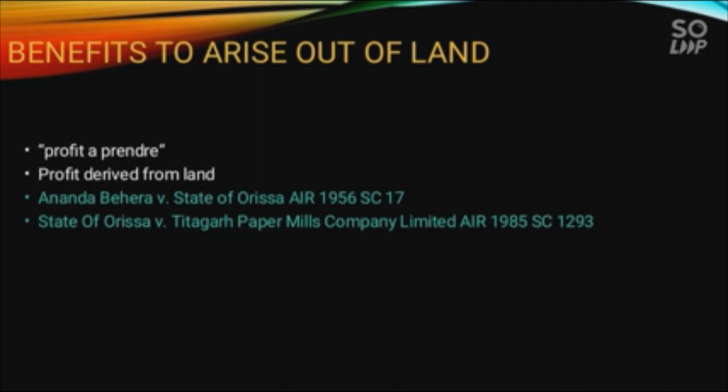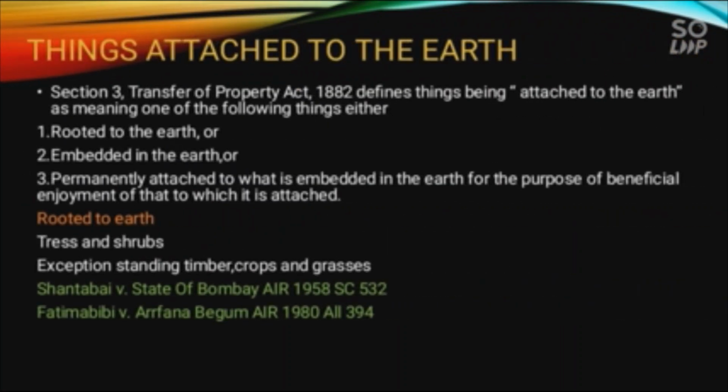But the court held that cutting and removing bamboo from forests for the manufacturing of paper is a benefit arising out of land, so it also comes under immovable property, so the parties are liable for the payment of the tax. Next one is things attached to earth.